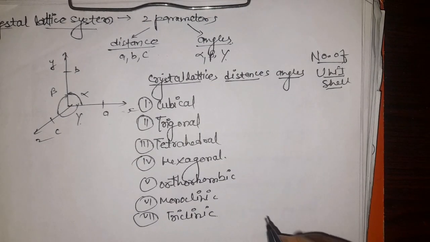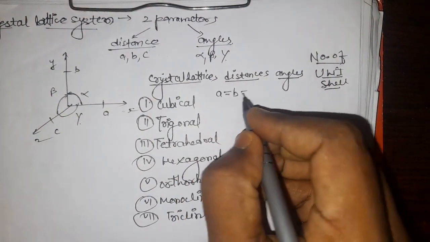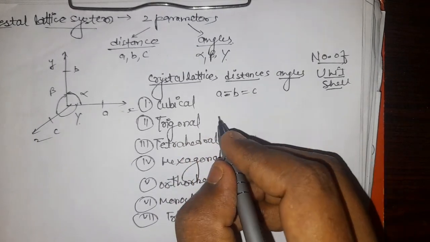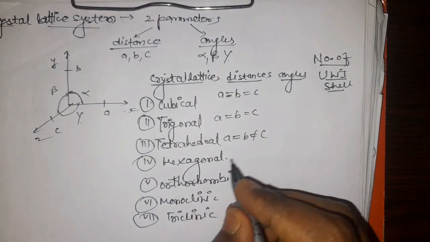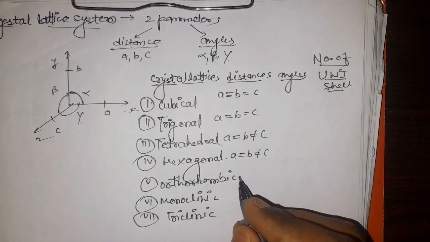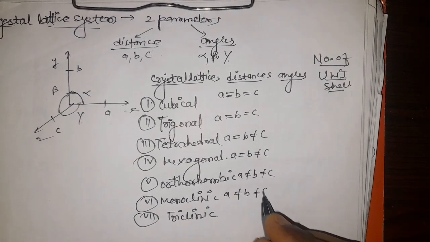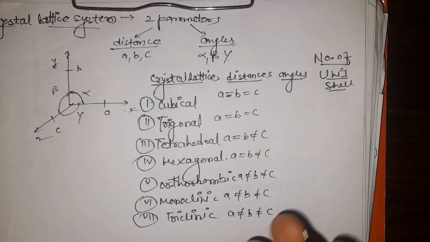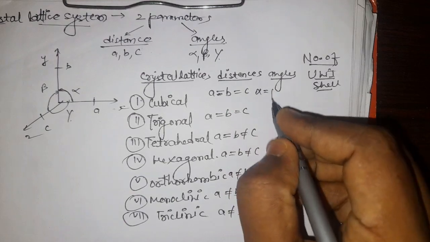Okay, now we move towards the distances between them. Here a equals b equals c, so the distances between the atoms are equal. Here also a equals b equals c. Here a equals b but not equal to c. Here a equals b but not equal to c. Here a is not equal to b is not equal to c. Here also a is not equal to b not equal to c. Here also the same pattern will follow, so through the pattern we will be able to learn it easily. Okay, that is the thing that we have to learn. There is no shortcut for it.